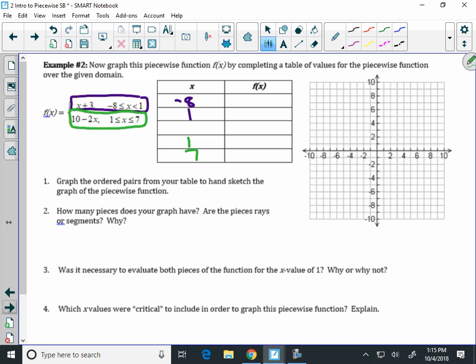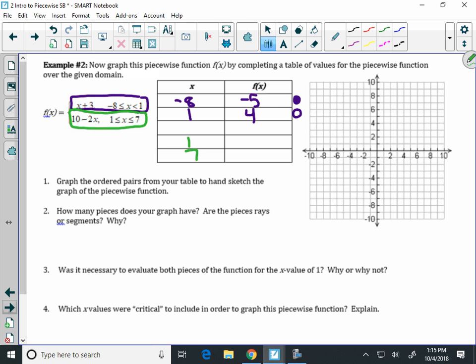So let's evaluate. You can use your calculator, you can use your brain. If I put -8 into that first equation, what output do you get? -5. All right, what kind of dot is going to go there on your graph? A closed dot. If I put 1 into that function, what output do you get? 4. And will that have an open or a closed dot? Open. At 1, it's open because it's just less than. I forgot to say that. Your brain said one thing, your mouth said another, huh?